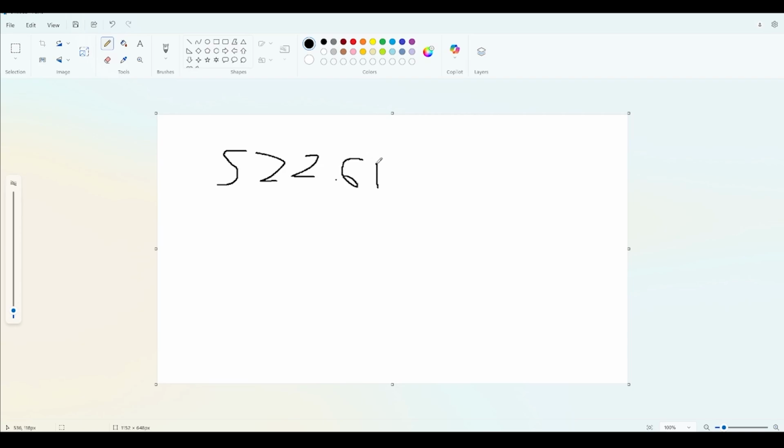522.6 plus 3. Now, this one might be a little tricky because what do we do if there's a decimal? Well, we take the 3 and we add a point 0. So we can assume that the answer is going to be 522 plus 3, which makes it 5,000.6.